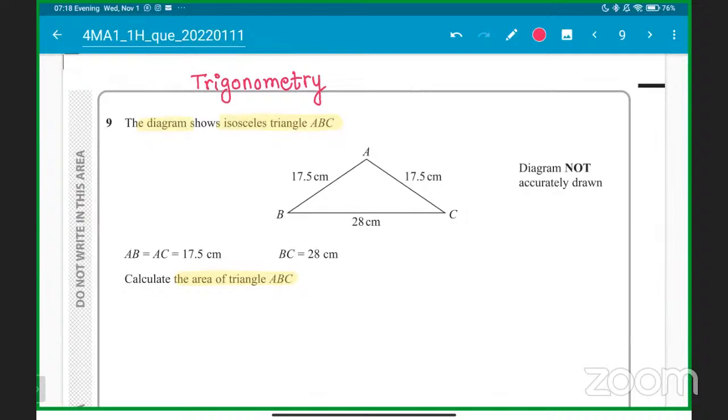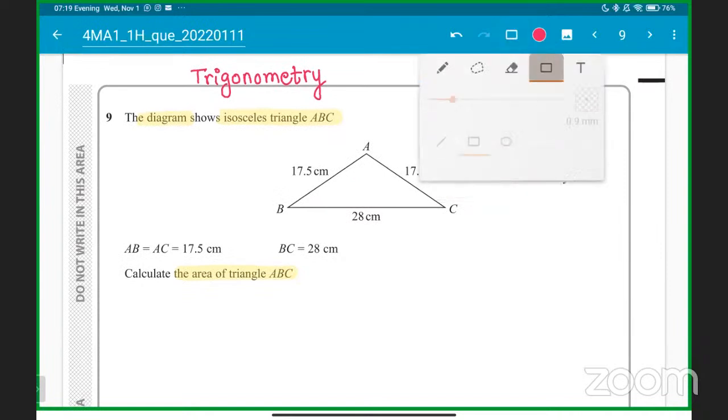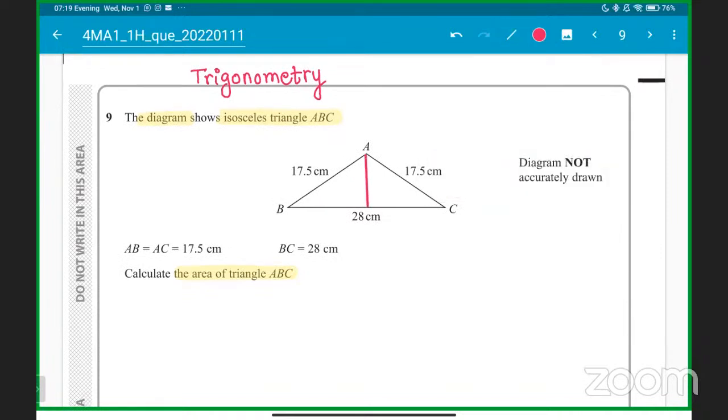So we have to calculate the area of the triangle ABC. The lengths are the same, which means that this angle and this angle are the same. Okay, understood? Clear? Got the point? There are 2 ways of doing this. You can apply the cosine rule, or you can do it with the ratio. So let's use the ratio, because you can break it into 2 parts. You can just draw the shortest distance.